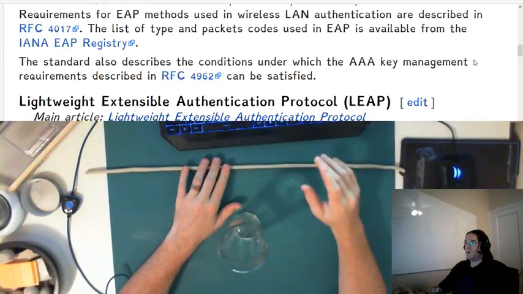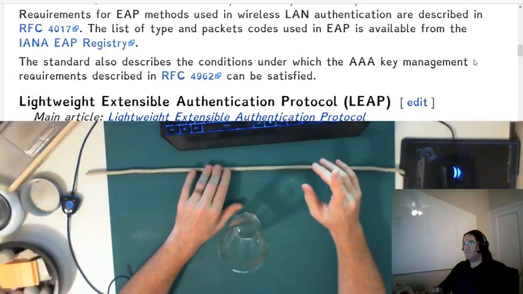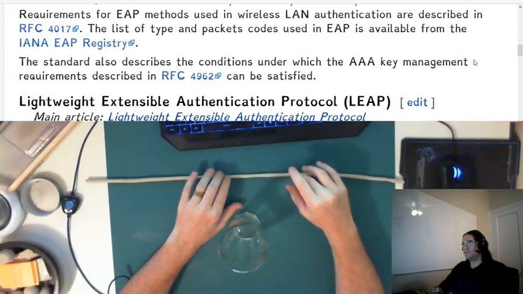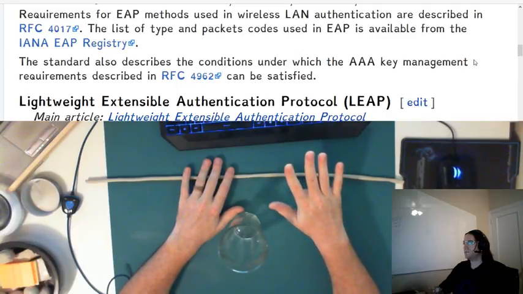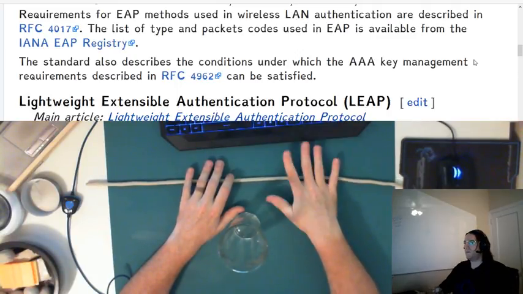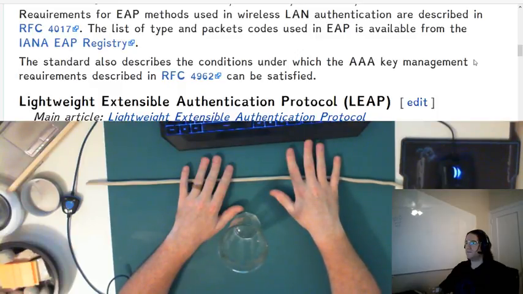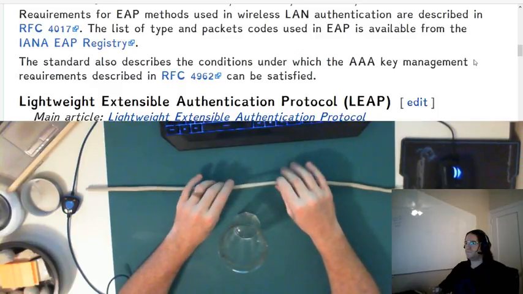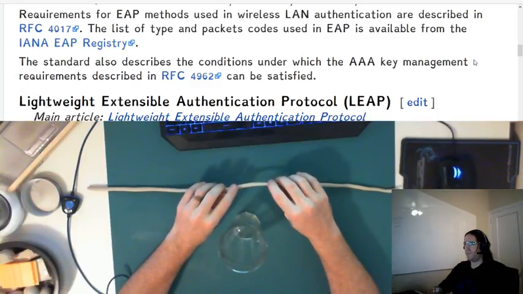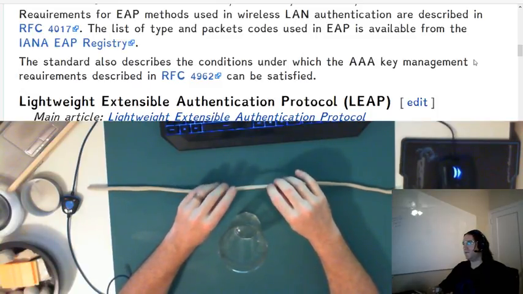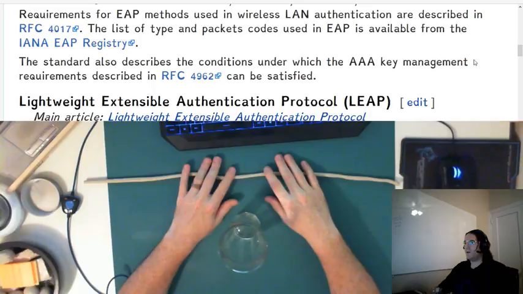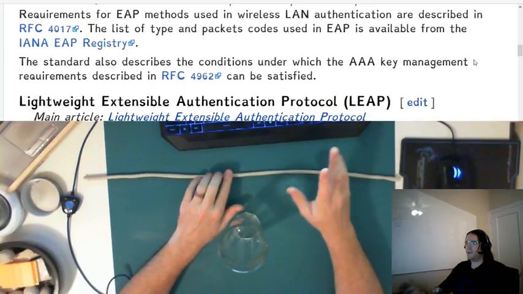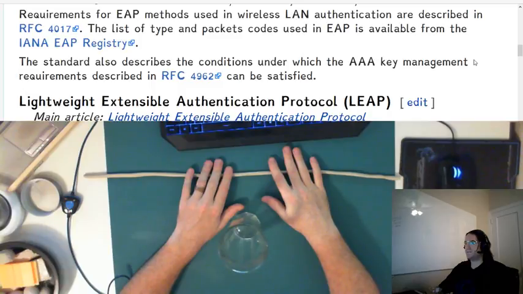Requirements for EAP methods used in wireless LAN authentication are described in RFC 4017. Okay, the EAP methods requirements are in the 4017 RFC.